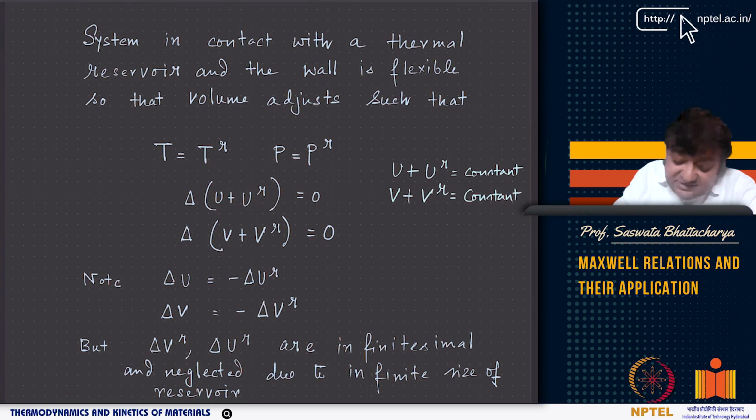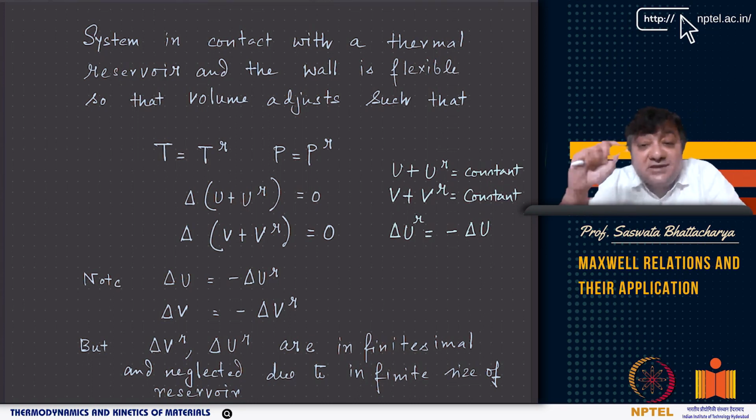See this relation, we have already shown that delta U is going to be minus delta UR, or basically you can tell delta UR is going to be equal to minus delta U. That means if there is a change in internal energy of the system, then there is also a change in internal energy of the reservoir. However, the reservoir is so huge that the temperature of the reservoir remains TR, even though there is a very infinitesimal change in the internal energy of the reservoir, right?